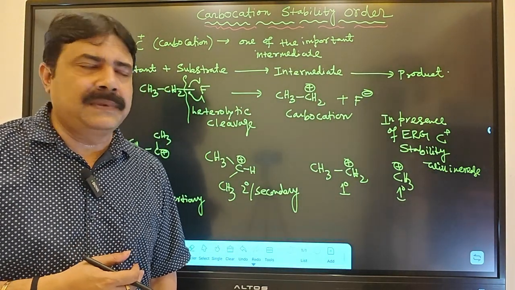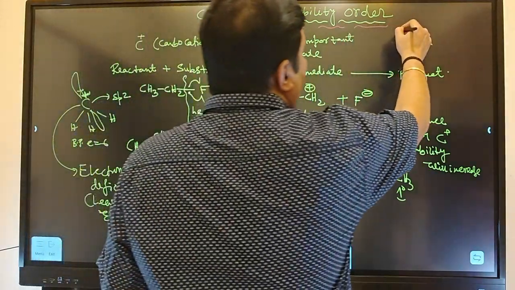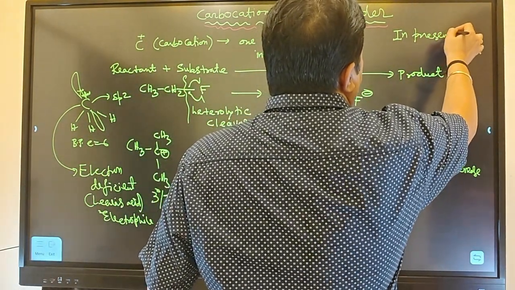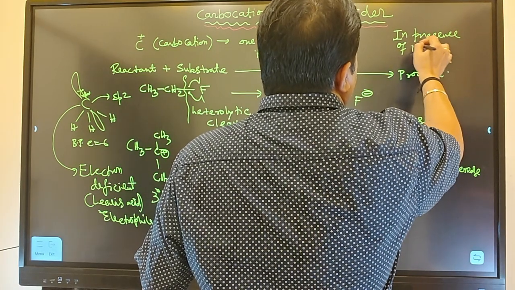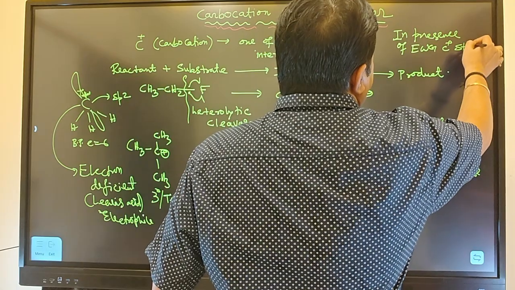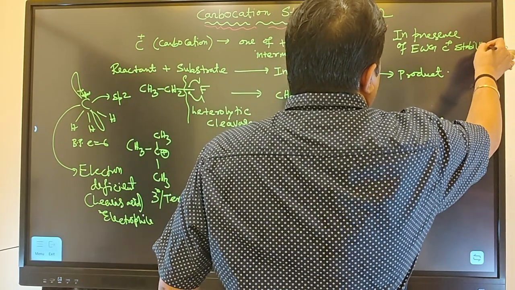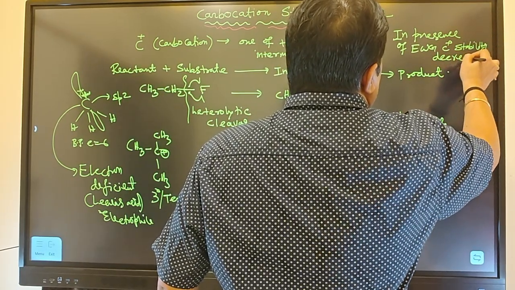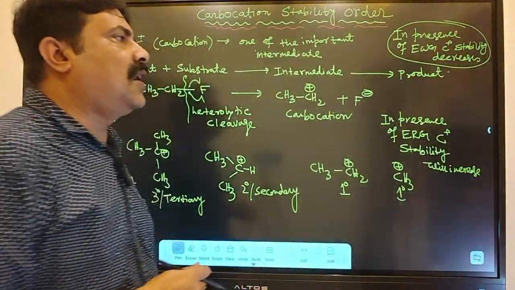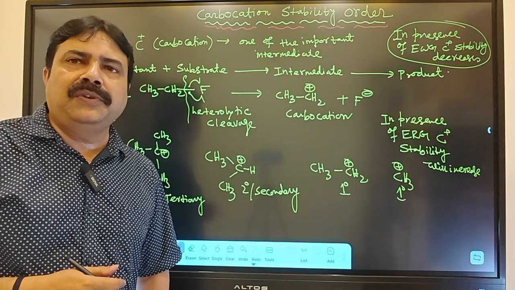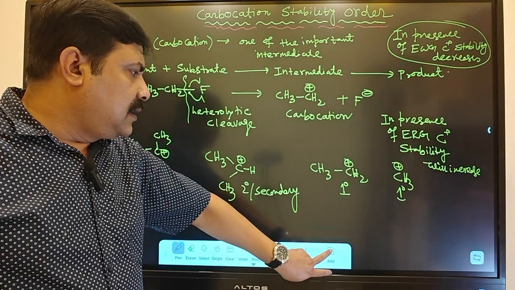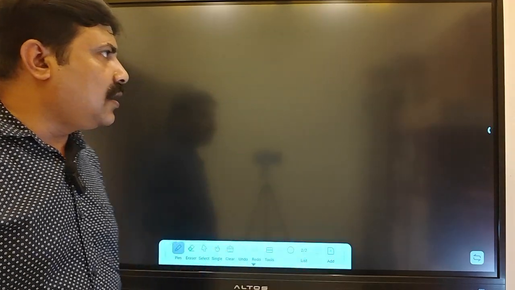enhanced. Whereas in the presence of an electron withdrawing group, carbocation stability decreases. Why? Because a carbocation is already a deficient species. If somebody is again withdrawing the electron, that's why carbocation stability will decrease. Now, if you look at the next slide, you understood 1 degree, 3 degree and all those things.